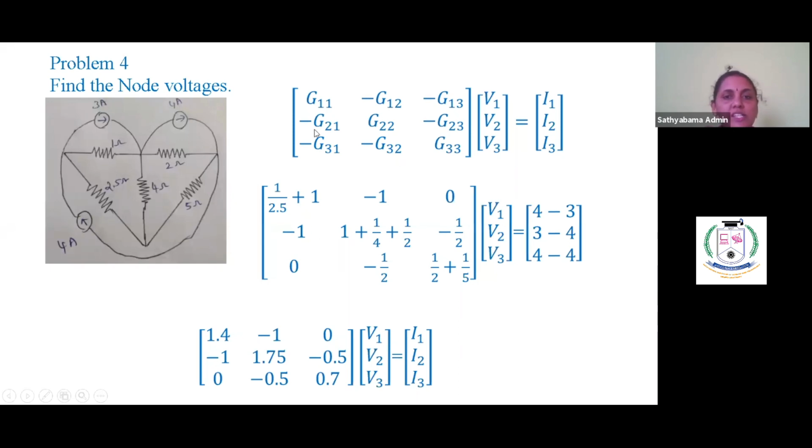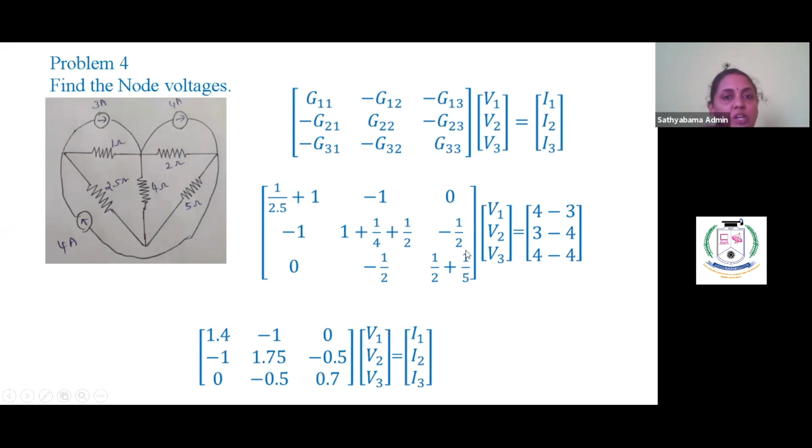Okay. Next G21. G21 will be same as G12. G22. G22 is the total conductance of second node. So look at second node, 3 resistors are connected here, 1 ohm, 2 ohms and 4 ohms. So you write it as 1 plus 1 by 4 plus 1 by 2. Okay. Next G23. G23 is the common conductance between second node and third node. So second node and third node is 2 ohms. So you write it as minus 1 by 2.